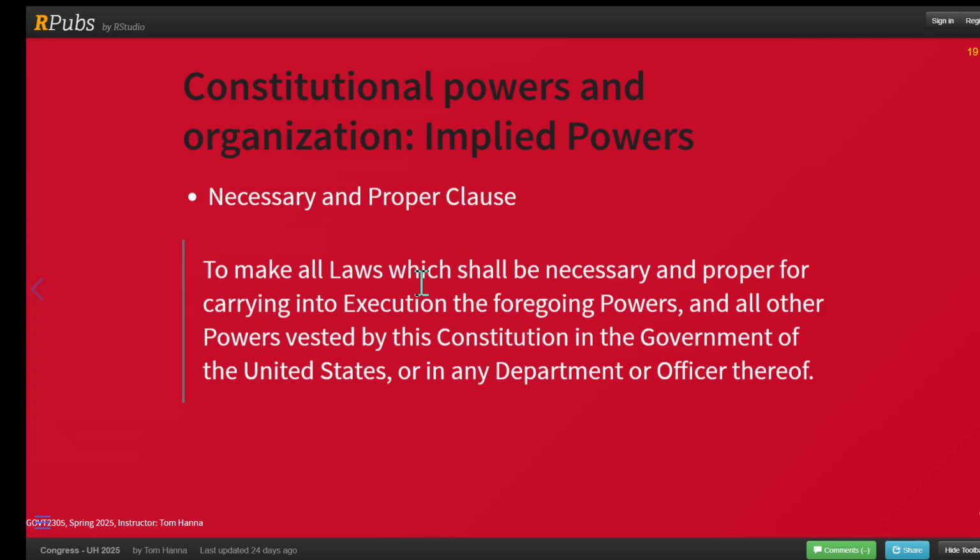The requirements, though, in this are it's supposed to be necessary. So it's not that they're supposed to do something because it's convenient or because it makes it a little bit easier. It has to be necessary for carrying out their other powers, and it has to be proper. So it can't be abusive of other rights. I mean, at least that was the initial thing. But what's happened is it's become, well, it's a little bit convenient, and it's only a little bit improper. So yeah, it's allowed. We don't really hold Congress to this necessary and proper. We tend to emphasize the elastic part.